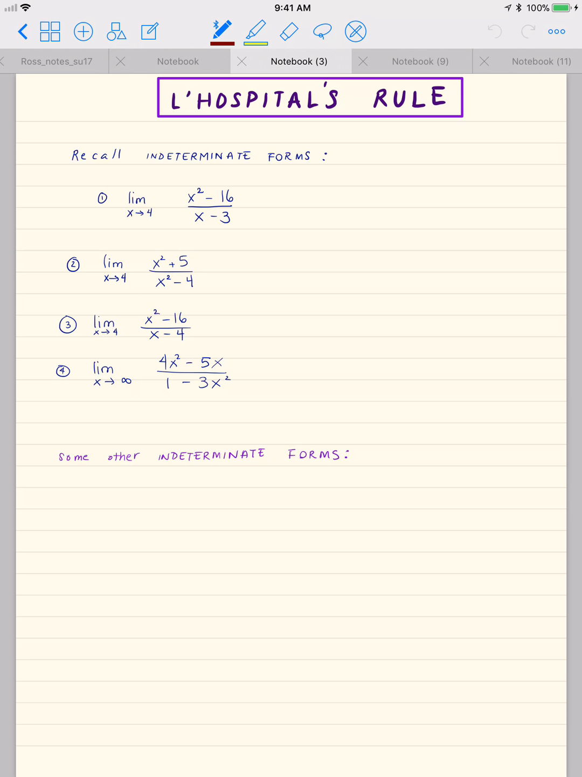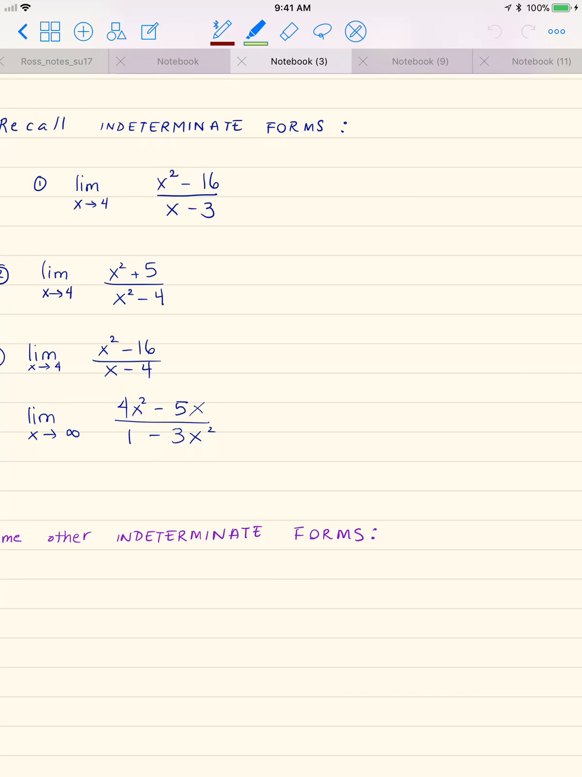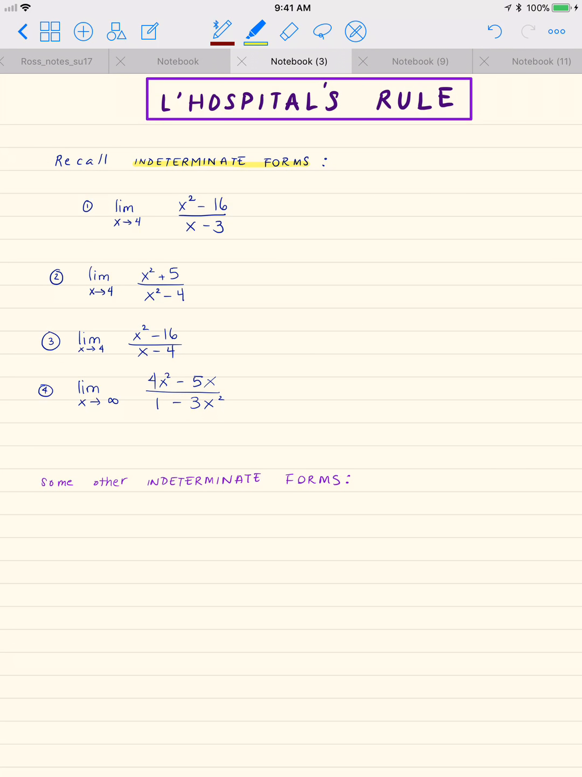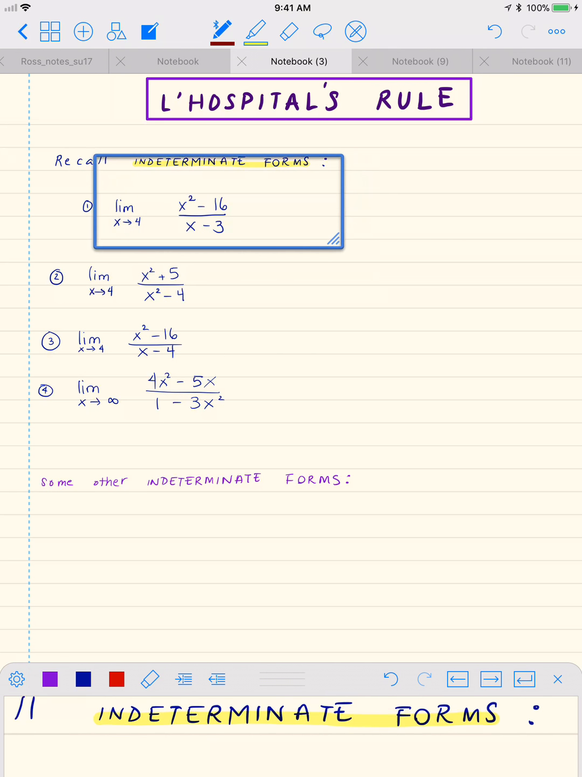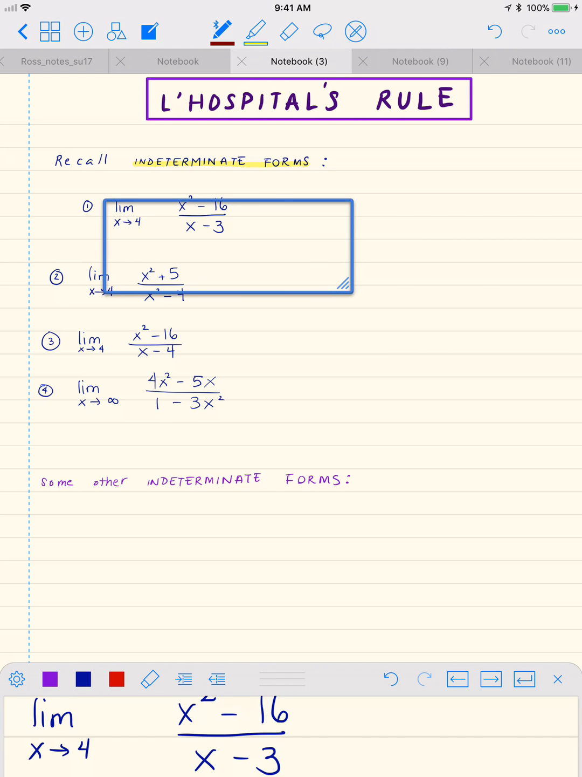Hello, so today we're going to talk about L'Hopital's rule. And the first thing I want to do is to remind you of what we call indeterminate forms. Okay, so we talked about this a little bit when we first learned about computing limits. And let's look at this first limit here.